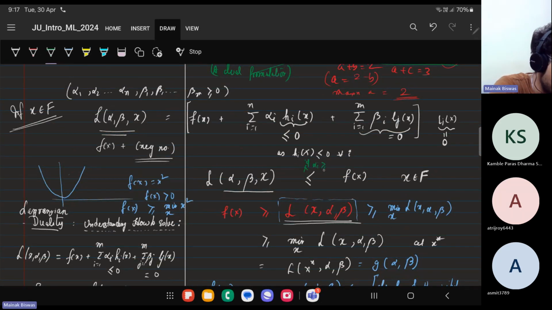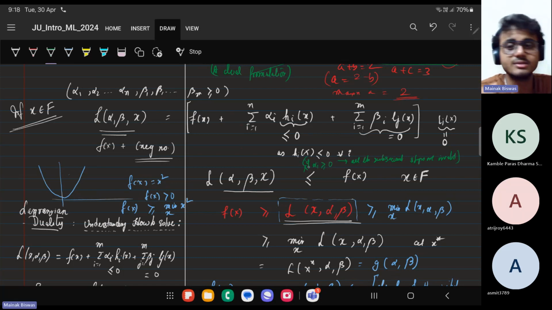If alpha i is not greater than 0, all the subsequent steps are invalid, right? Yes.